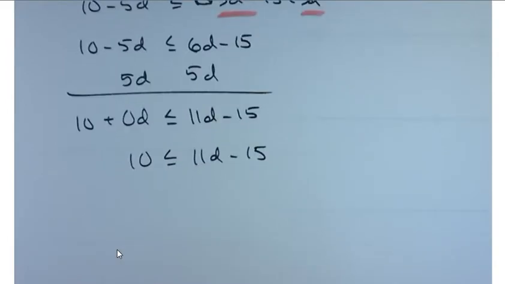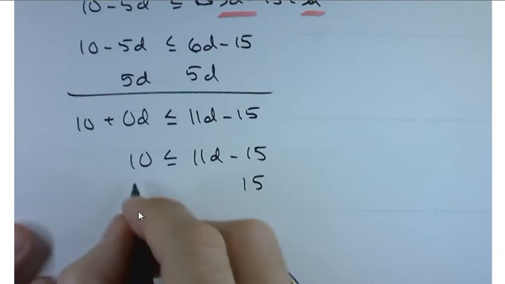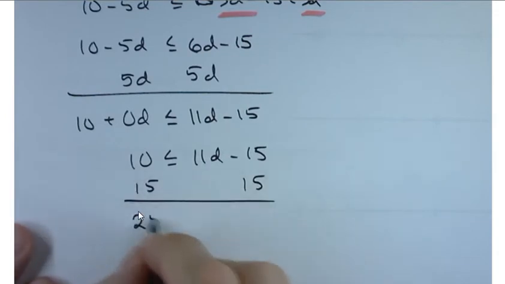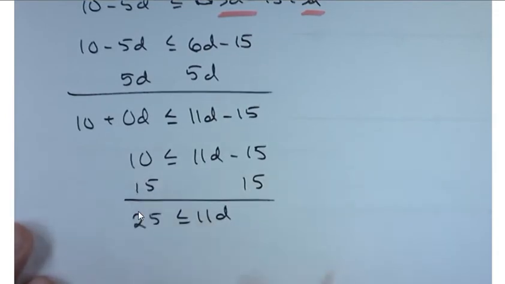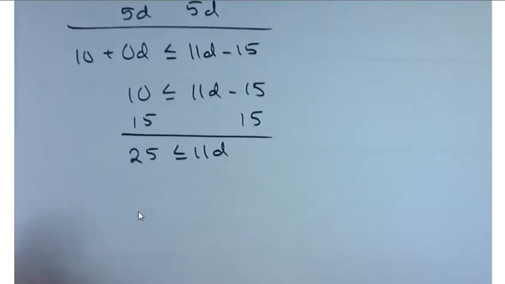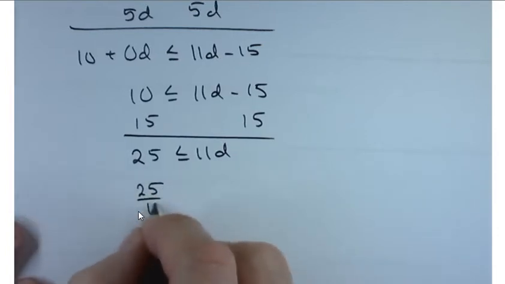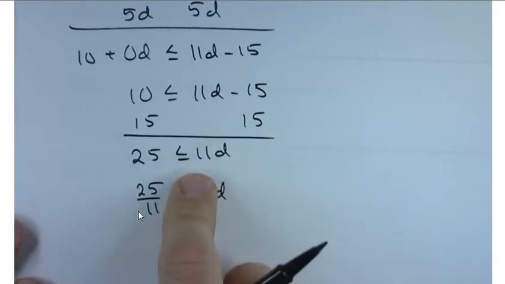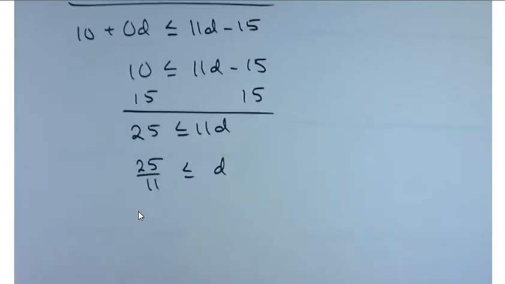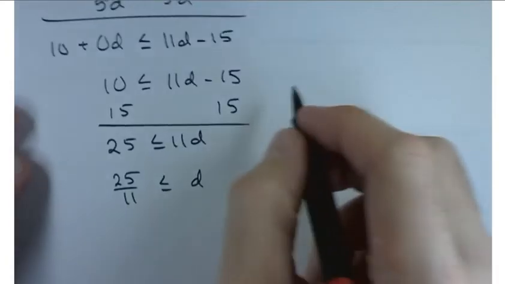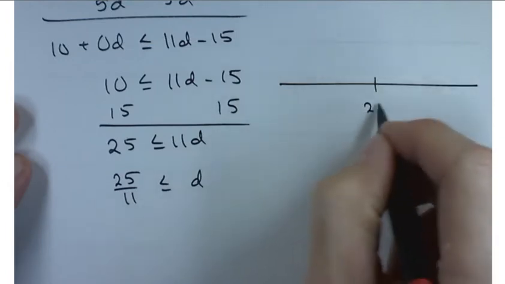Almost done. Two more steps. All right, let's add 15 to both sides. 25 is less than or equal to 11d. And last but not least, divide by 11. 25 over 11 is less than or equal to d. Do I have to reverse the direction of the inequality when I divide by 11? No.